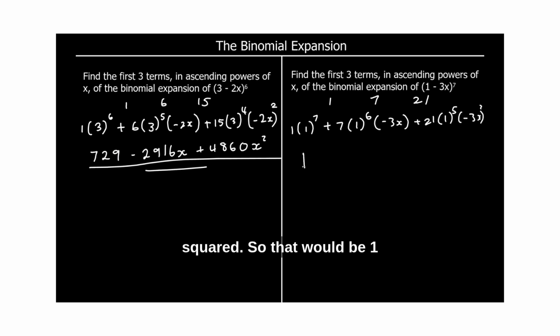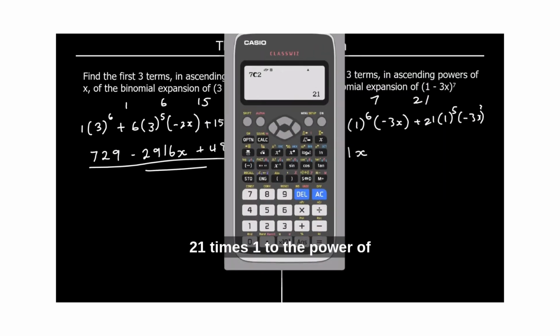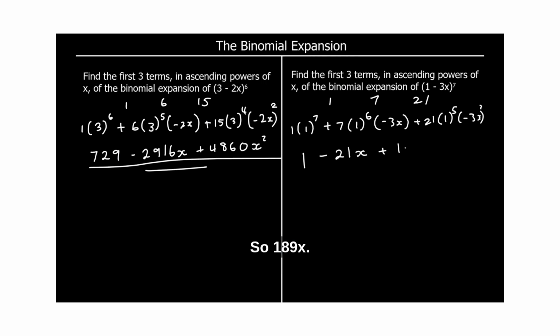So that would be 1 minus 21x. And then the last one, 21 times 1 to the power of 5, which is going to be 1, times negative 3 squared, 189. So 189x squared.